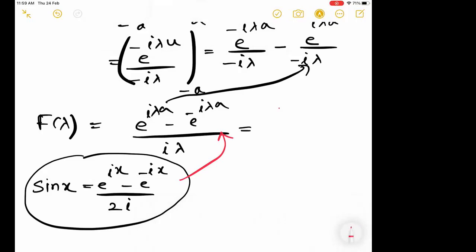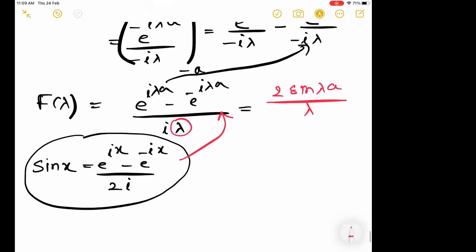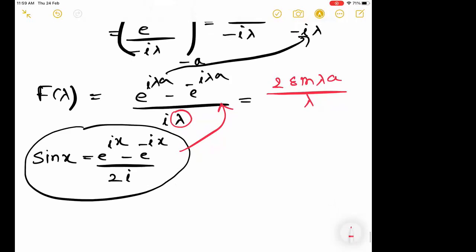So I should get it as 2 sine lambda a upon lambda. This lambda is remaining and 2 will come in the numerator. It's correct now? Following, 2 sine lambda a upon lambda. And certainly in that case lambda should not be 0. So this will be the expression for f of lambda.